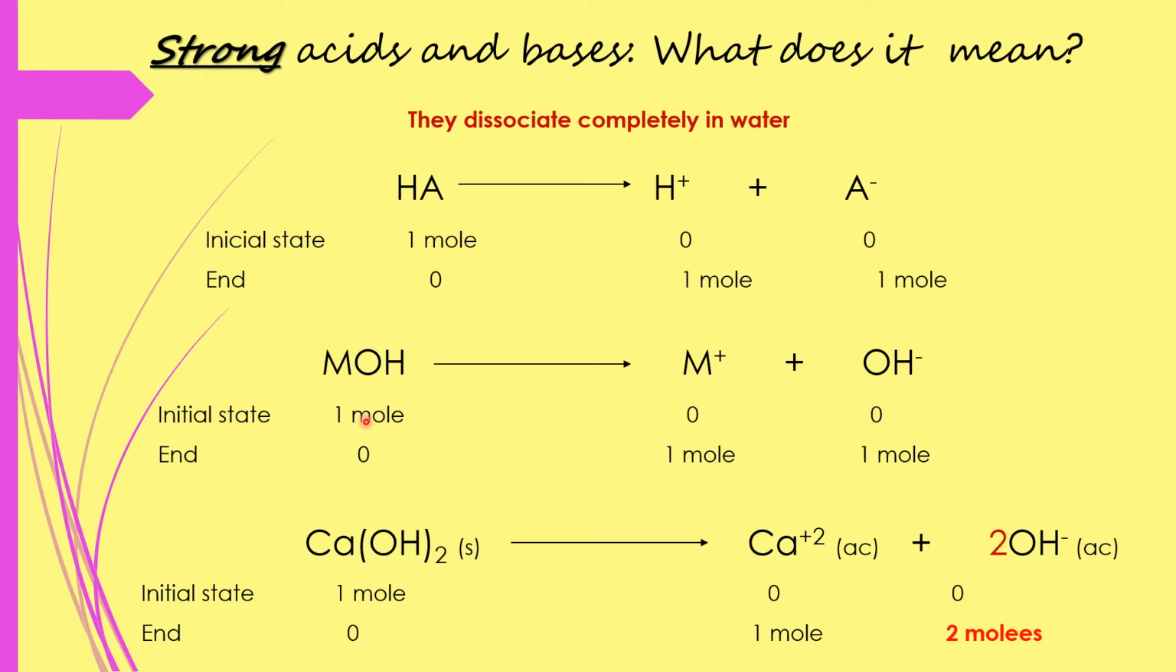The initial concentration will be equal to the concentration of the anions. But if the hydroxide has 2 or more anions, you need to double the initial concentration of the base in order to get the right concentration of OH ions.